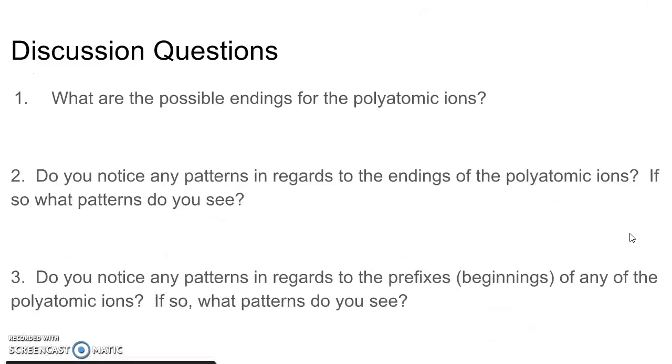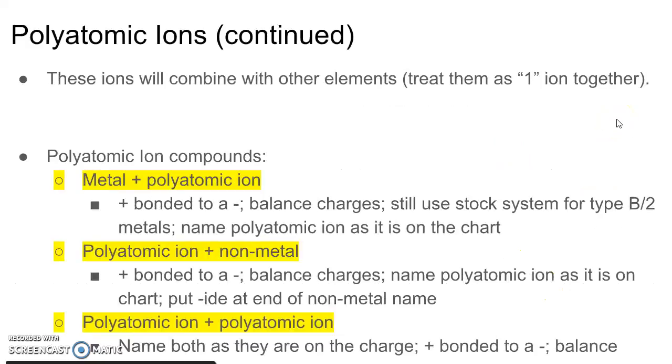Okay, so you guys are going to do some discussion questions. What I want you to do is leave a spot for 1, 2, and 3. You can just leave 1 line or 2 lines for each of these. So just leave 2 lines underneath the beginnings of polyatomic ion for your discussion questions, and this is what you guys are going to discuss in small groups. All right, so now back to your actual notes.